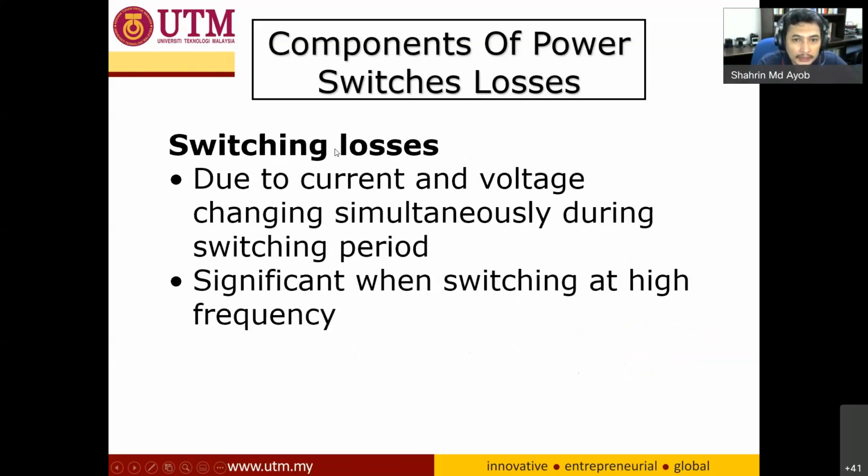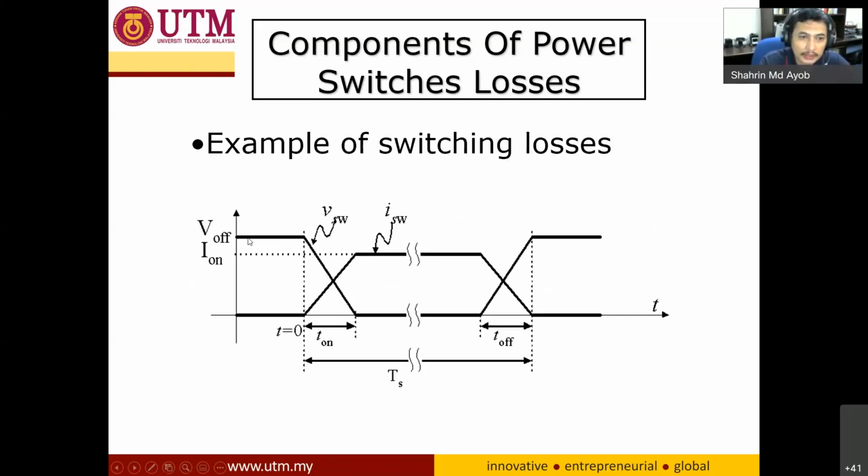And the last one is the switching losses. Due to the current and voltage changing simultaneously during the switching period, the switching losses are very significant when your switch is switching at very high frequency. So where does this switching actually occur? It is like this. For example, this is V off, so this is the current.